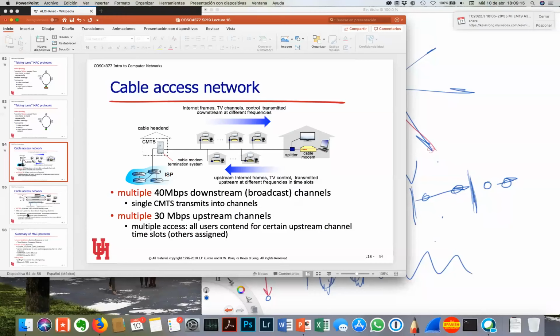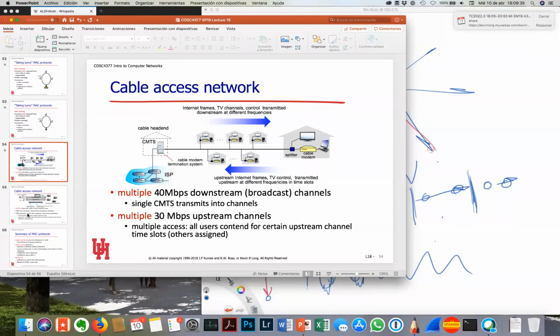So what cable access networks will typically do is take some of the television stations off the air and give that bandwidth over to be used for data. And you'll have a variety of multiple 40 megabit downstream channels and some 30 meg upstream channels.